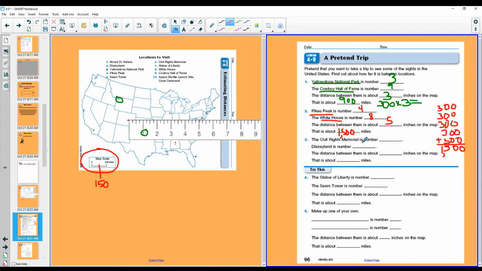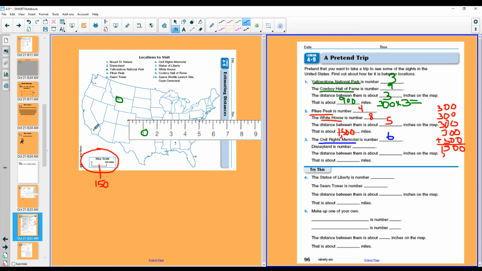Oh, that's a long distance. All right, we have one more to do. Third graders, try to pause the video here and do this one, and then come back and see if I get the same answer as you. All right, did you pause? I hope so. Civil Rights Memorial is number 6.